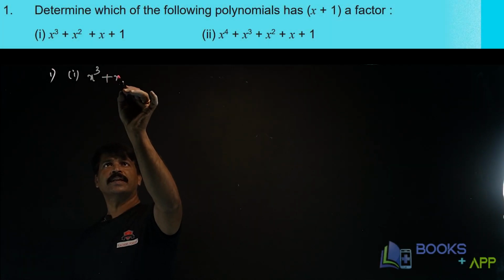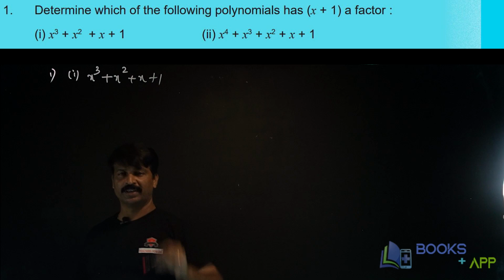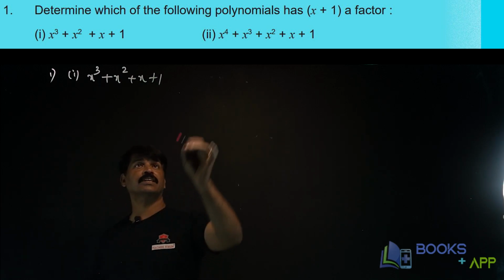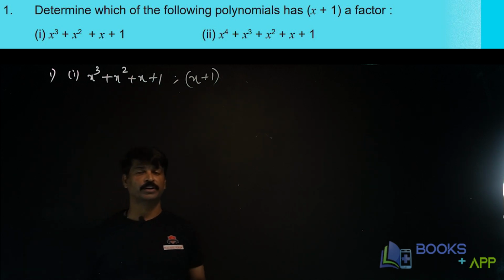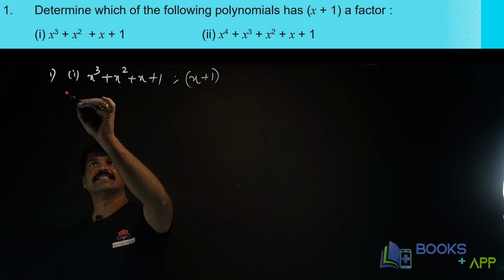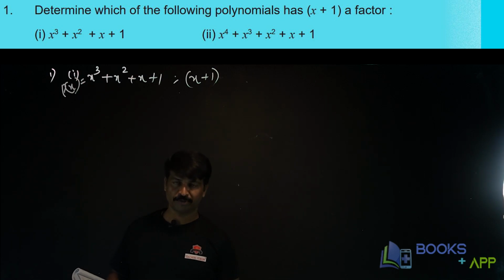x cube plus x square plus x plus 1. What you have to check? You have to check whether x plus 1 is a factor of this polynomial. So what do you have to do? Yes, let us assume the first given polynomial is equal to p of x.